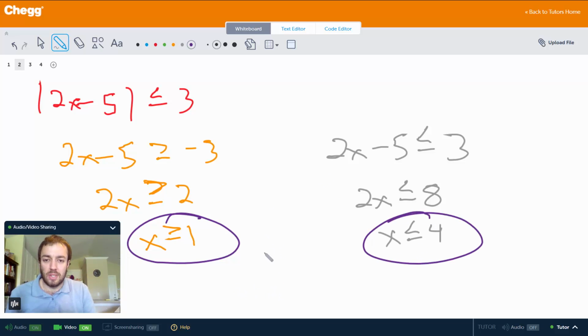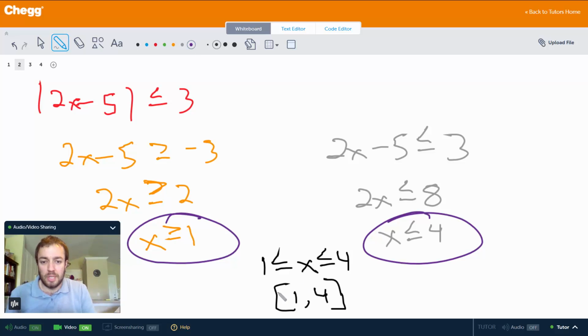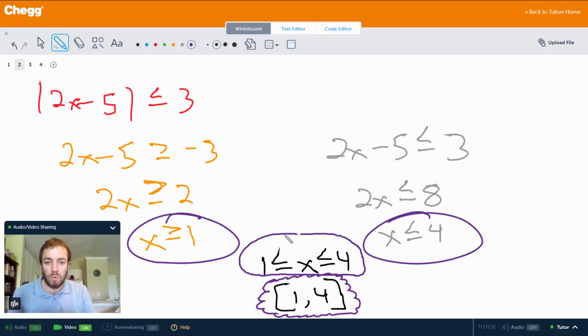So what that means is that 1 is less than or equal to x, which is less than or equal to 4. And if we want to answer that in interval notation, that would be the closed interval from 1 to 4. So it's the closed interval because it includes the endpoints, both 1 and 4. So that's why we have the square brackets around there, if you're familiar with interval notation. Otherwise, you can probably just answer like this: 1 less than or equal to x less than or equal to 4.